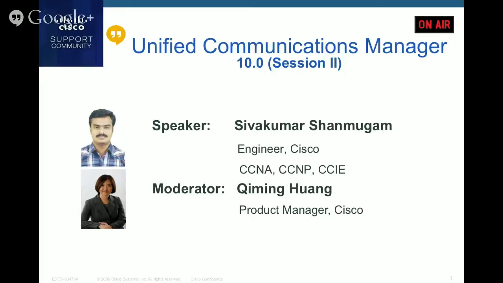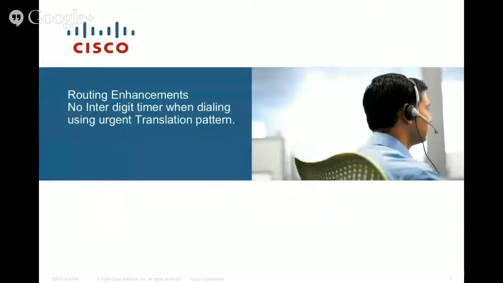Hi to everyone. My name is Shiva Shanmugam. I work for Cisco Tech here in Bangalore. I'm here to discuss two topics: routing enhancements, no interdigit timer when dialing using adjoint translation pattern, and the second one is connected party transformation mask on the gateway side. So first, I'm going to discuss no interdigit timer when dialing using adjoint translation pattern.